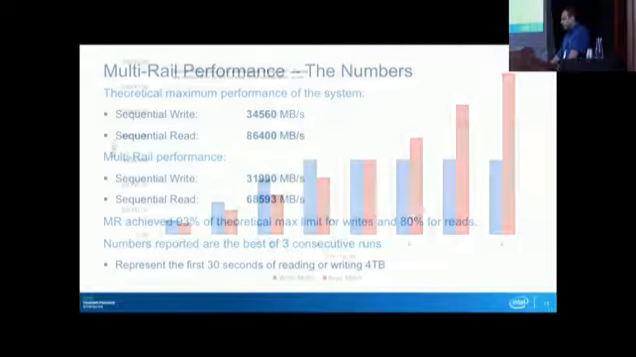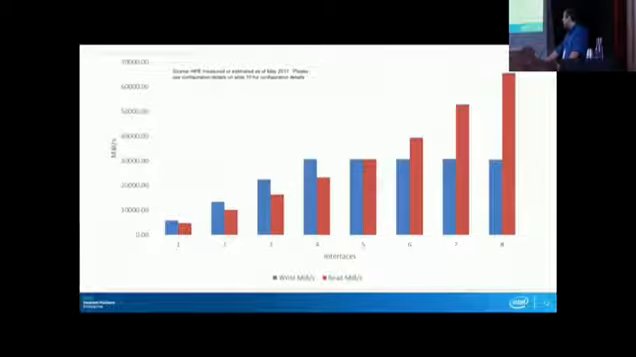But then comes the next, this is just a graph of how the performance increases as you add interfaces. So you start with 1 interface, you add the 2nd, 3rd, 4th, up to the 8th interface.